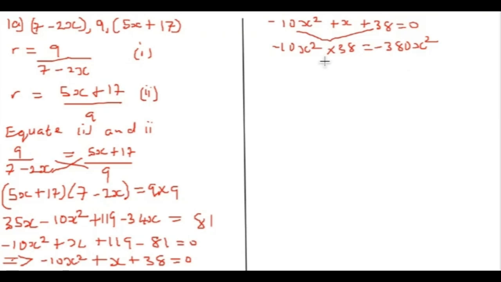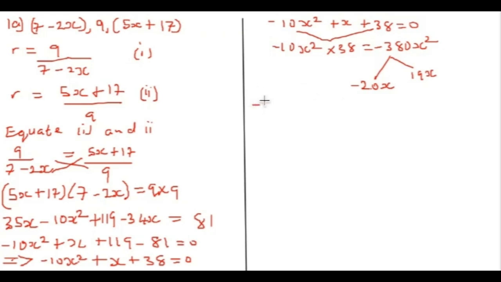Now we look for two factors such that when we multiply the two factors, we get minus 380x squared, and when we add the two factors, we have x. That's the procedure for solving a quadratic equation. So those factors will be minus 20x and 19x. Good. So these are the factors.